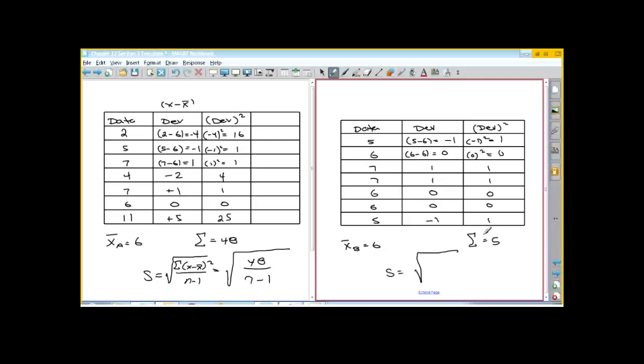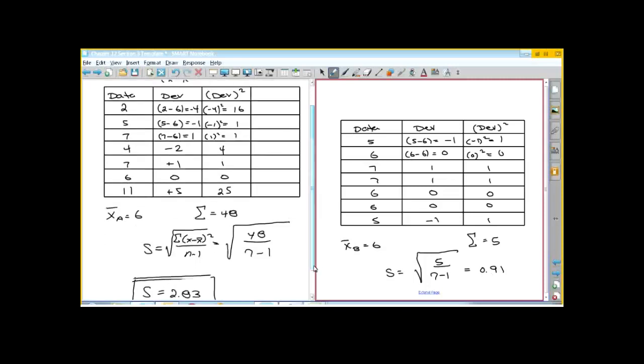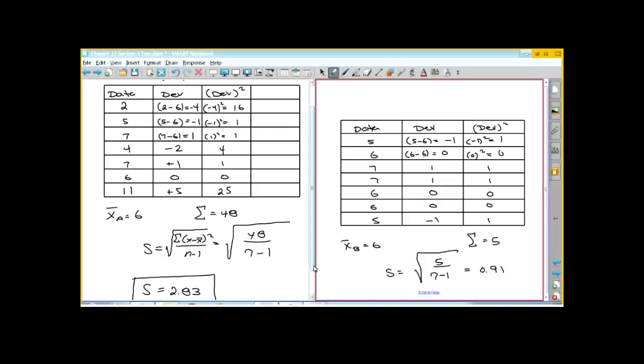So the standard deviation in this case, same formula, this number is the numerator. And you have 7 minus 1 in the denominator. And so we'll take 5 divided by 6, raise that to the 0.5 power. And so our standard deviation is 0.91, which compares with our 2.8284.